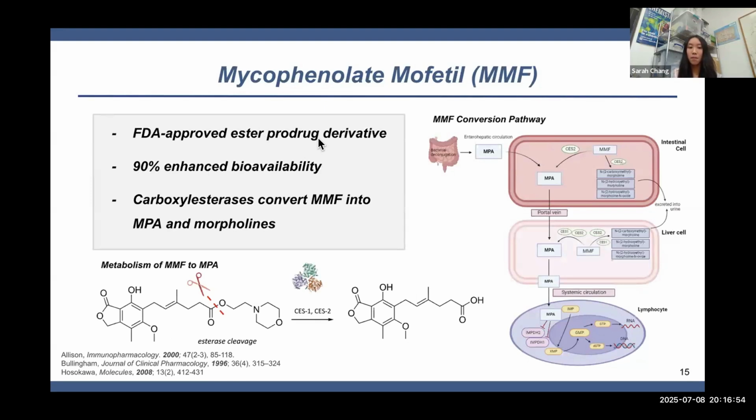In the intestines, MMF is converted into MPA and morpholine by human carboxyl esterase 2, and any remaining MMF escapes through the portal vein into the liver and is broken down by human carboxyl esterases 1 and 2.